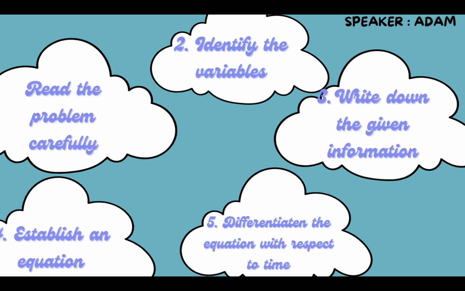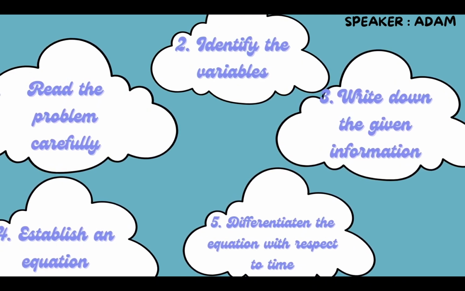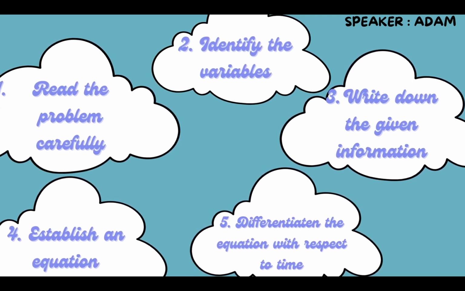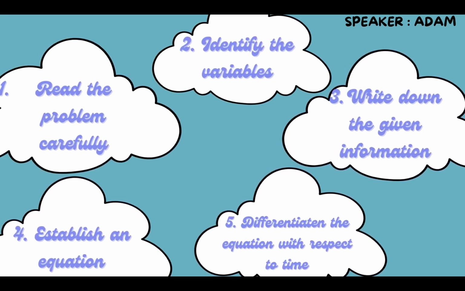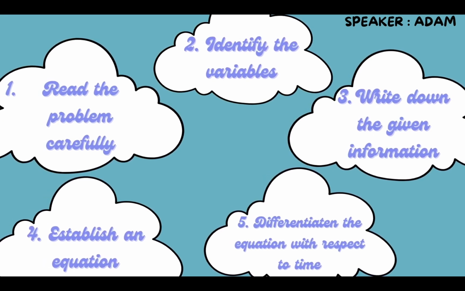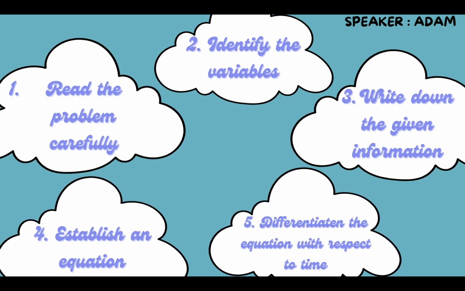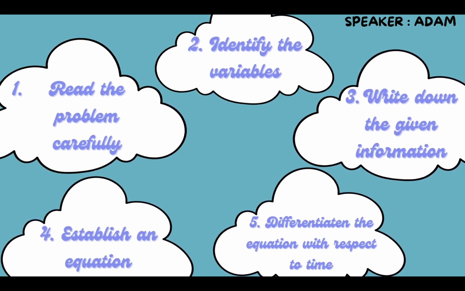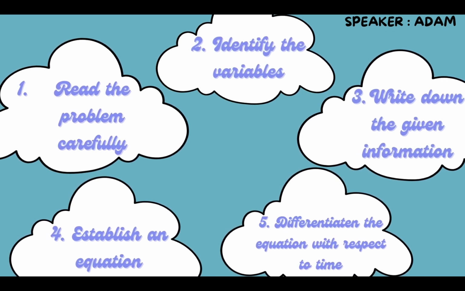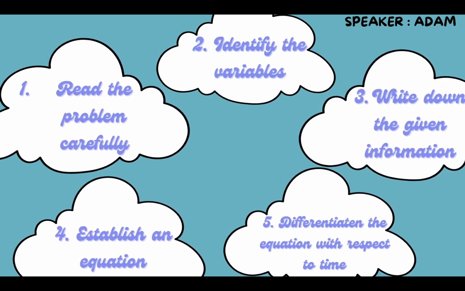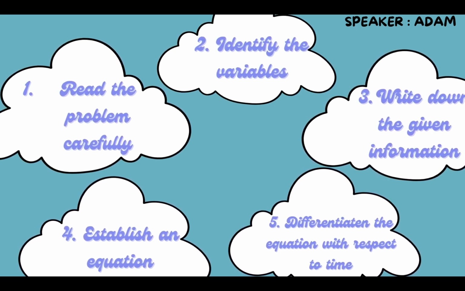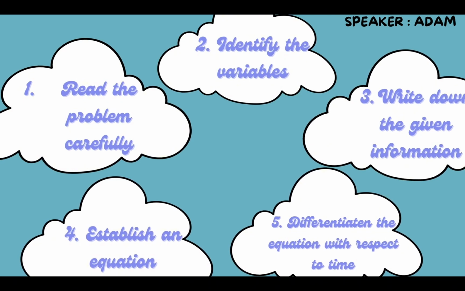First, read the problem carefully. Understand the scenario and what quantities are changing with respect to time. Identify the given information and what you're trying to find. Second, identify the variables. Determine the variables involved in the problem and assign appropriate symbols to represent them. Typically, there will be at least two variables that are changing, such as the rate at which one quantity is changing and the rate at which another related quantity is changing.